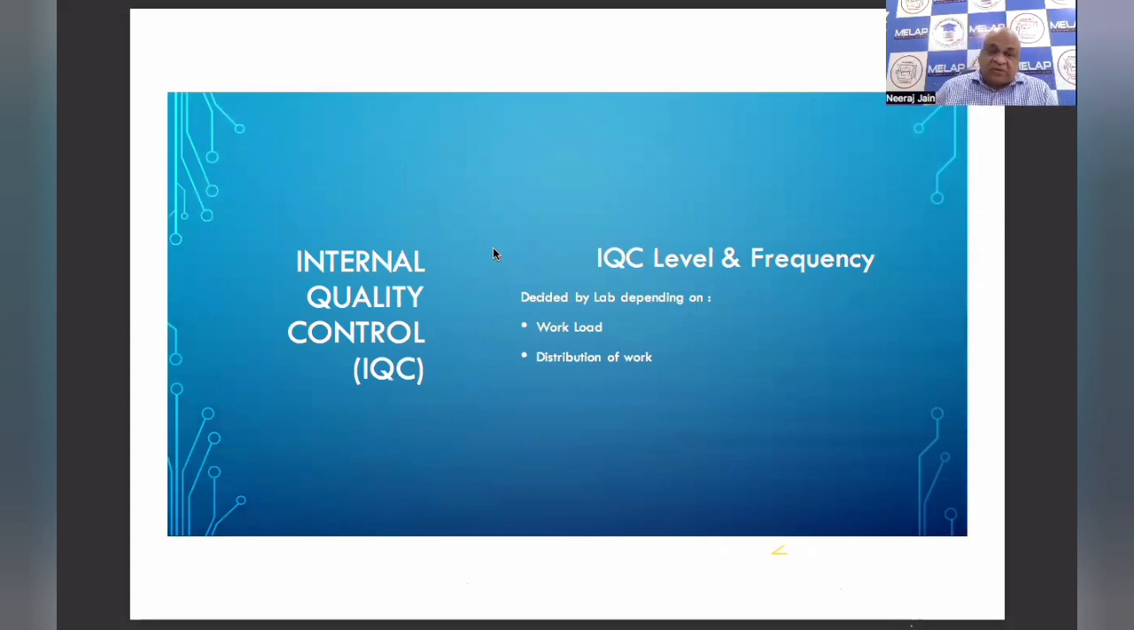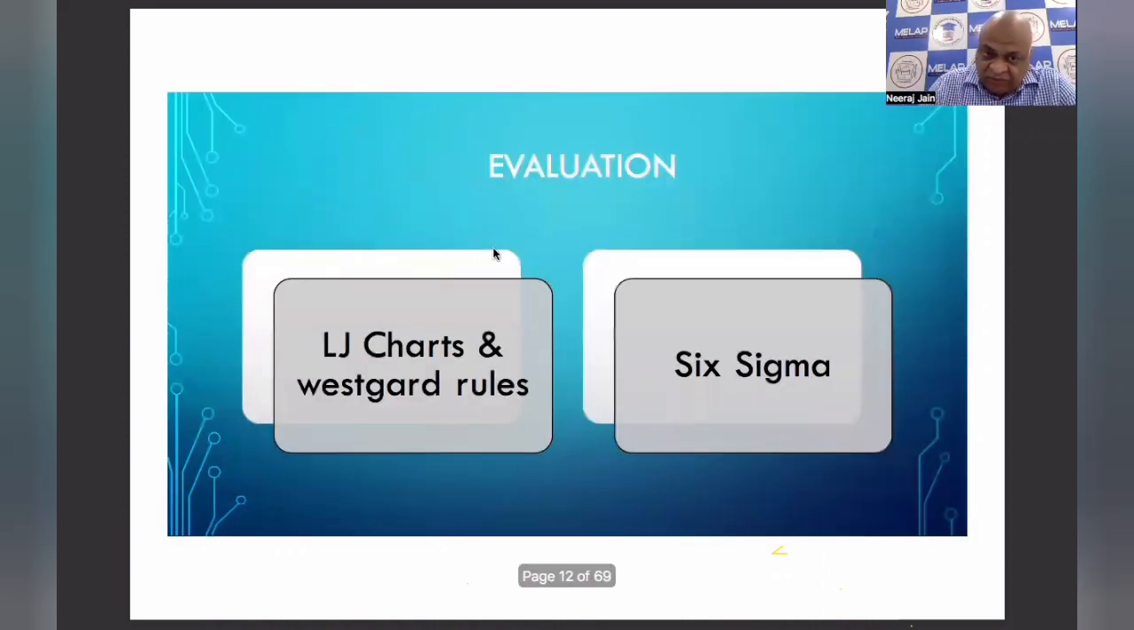How many controls to be analyzed? How frequently these shall be assayed? That depends on our workload and distribution of workload. If someone is running laboratory 24 hours, so they have to distribute their controls over 24 hours. If it is open for a limited time, so then what is your analysis time? Depending on that, you have to divide your controls.